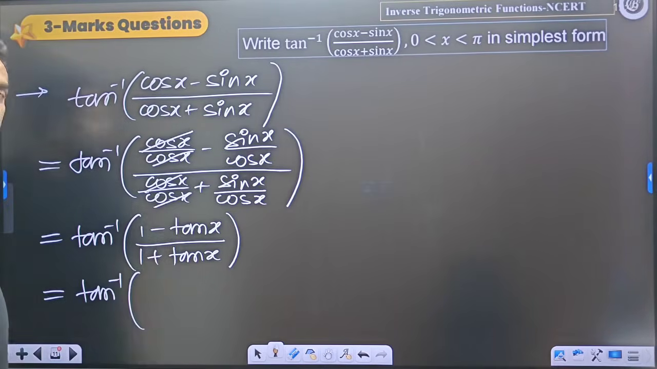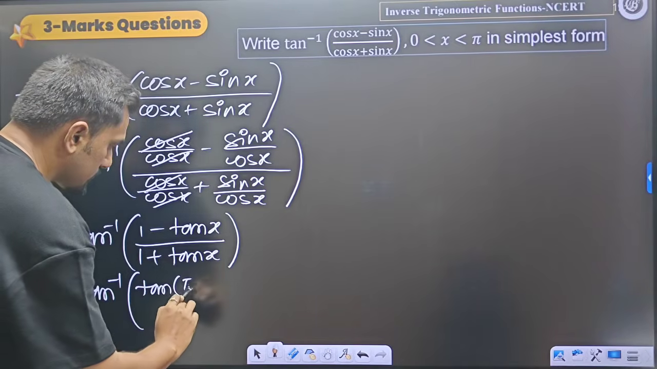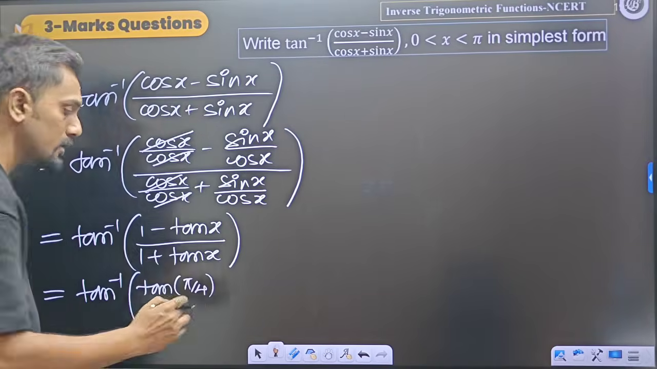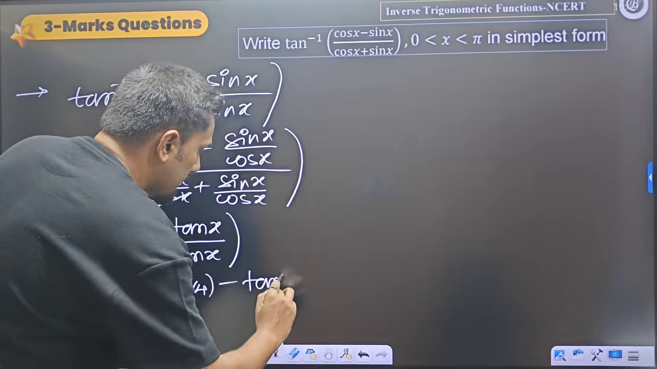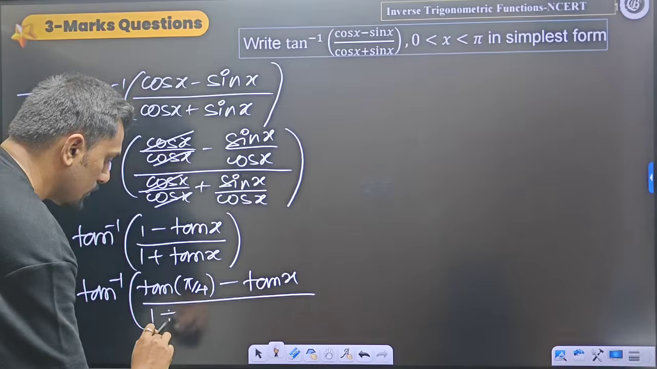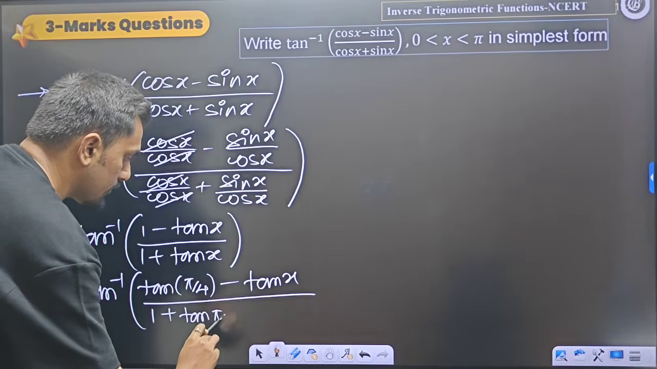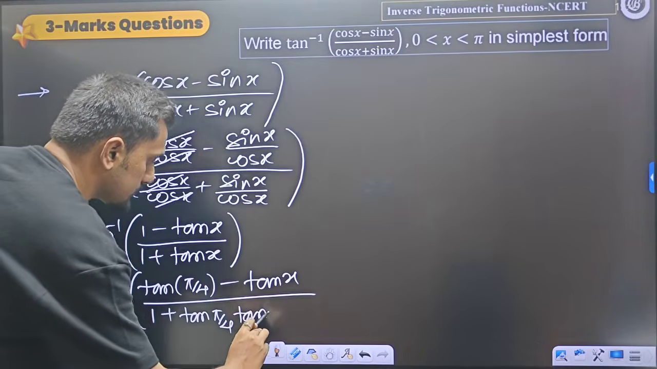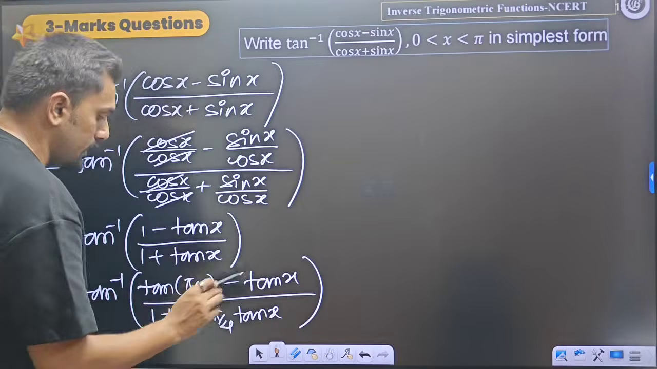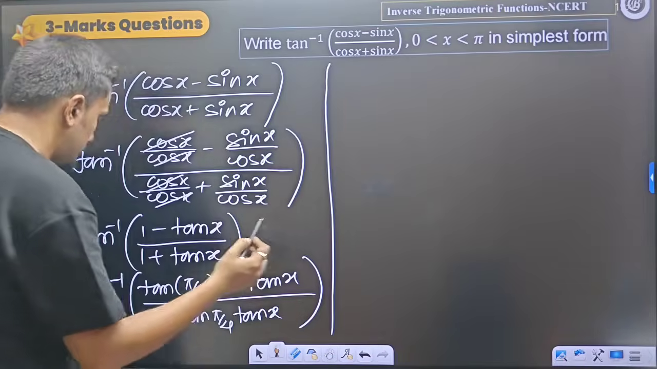In place of 1, I will write it as tan pi by 4, because tan 45 is 1. Minus tan x divided by 1 plus tan pi by 4 multiplied by tan x, and this is of the form tan a minus tan b divided by 1 plus tan a into tan b, which is nothing but tan of a minus b.